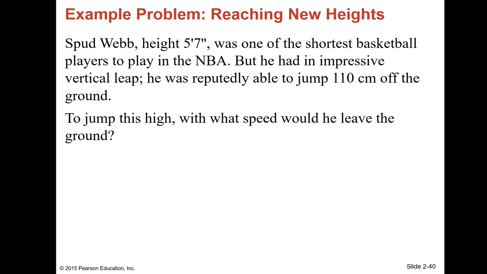Spud Webb was one of the shortest basketball players ever. He could leap 110 centimeters, 1.1 meters off the ground. So I want you to think about this and figure out how high he would have to jump, or how fast he would have to leave the ground to jump that high, given that as soon as he leaves the ground, he is slowing down at a rate of negative 10 meters per second squared.